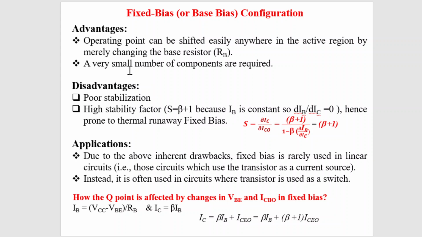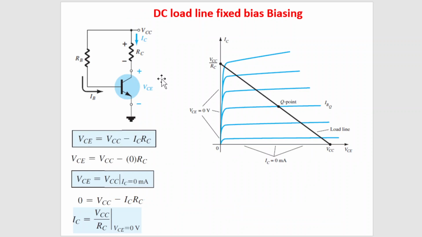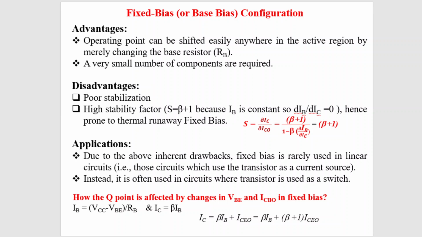A very small number of components are required. You see here, for fixed bias configuration, you require only a base resistance, a collector resistance, a plus VCC power supply, and one transistor. So this device is very easy to fabricate. This is the advantage of fixed bias configuration.